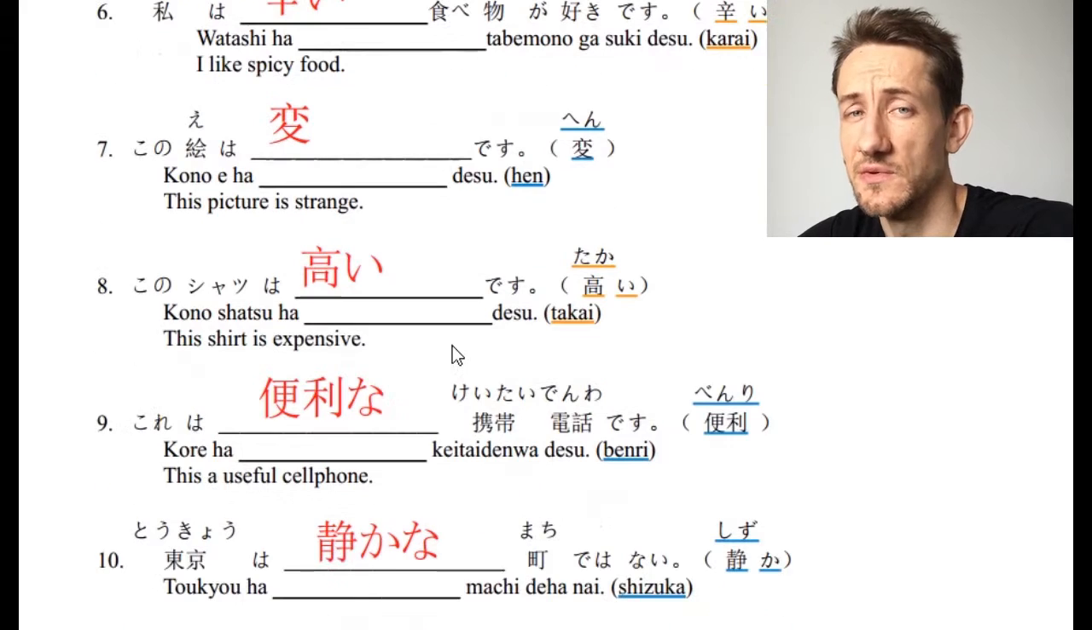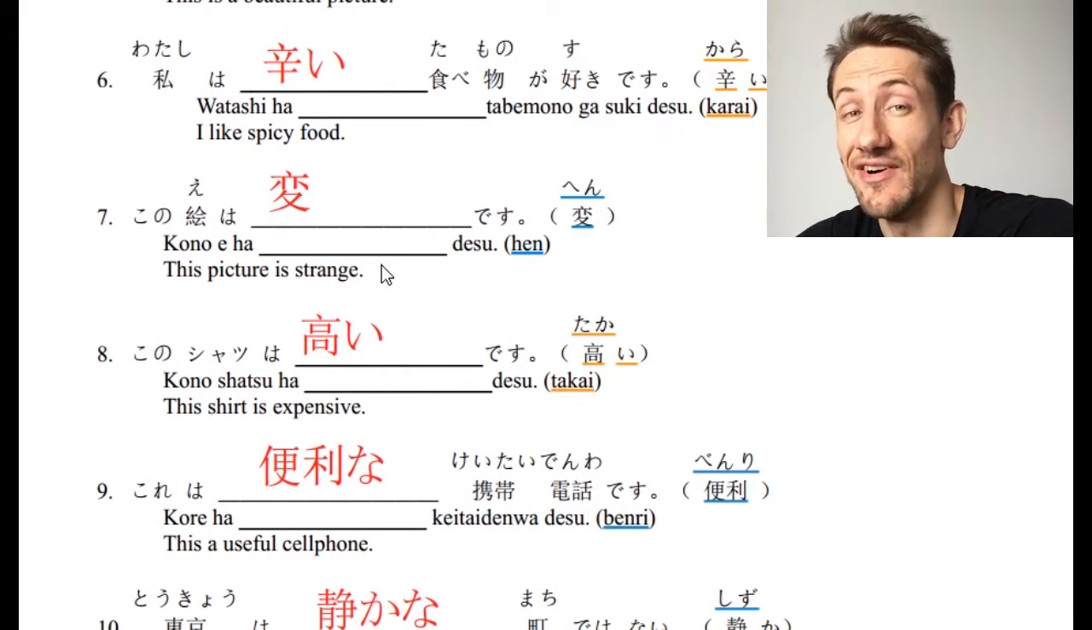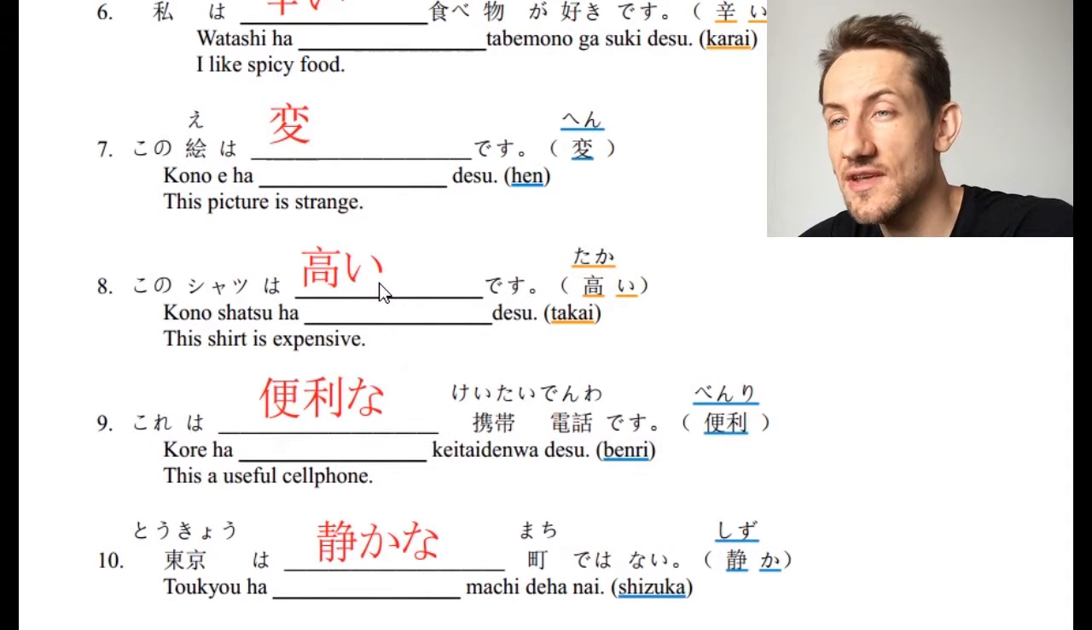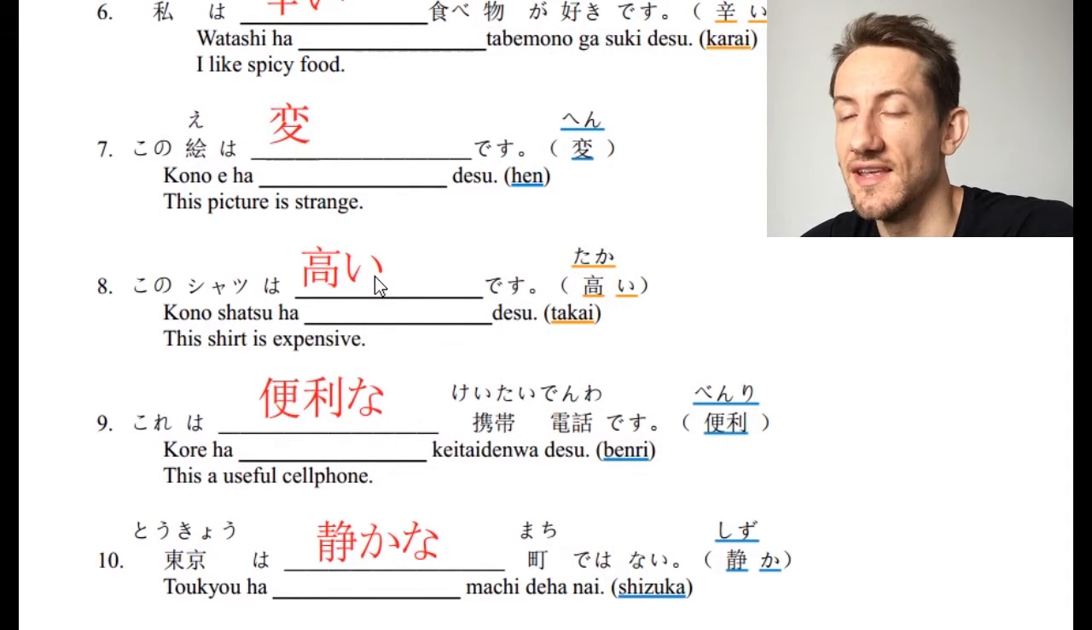Actually, I hate spicy food. I don't like spicy food at all. 私は辛い食べ物は好きではない。Number 7, この絵は変です。この絵は変です。This picture is strange. So please notice we have no na.